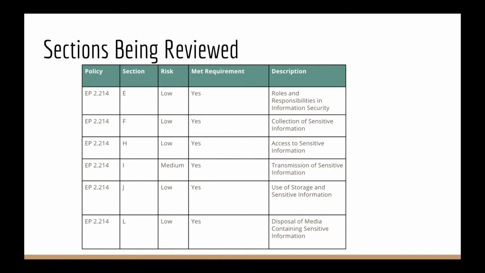Today, we will be covering the Sensitive Data Policy of the University of Hawaii. This policy concerns the security and protection of sensitive information, which is Executive Policy 2.214. We will be reviewing sections covering roles and responsibilities in information security, collection of, access to, transmission of, and use of storage and sensitive information.